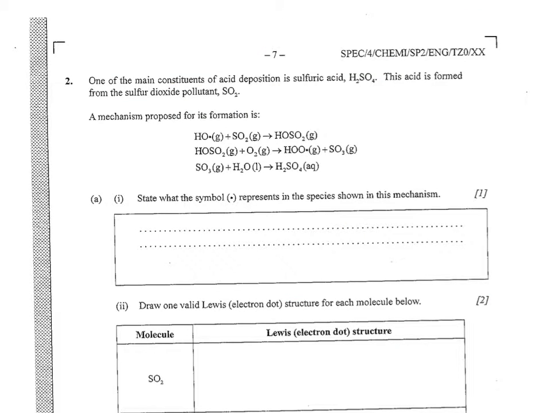Number 2, one of the main constituents of acid deposition is sulfuric acid, H2SO4. This acid is formed from the sulfur dioxide pollutant SO2. Then they show the mechanism here, and they want to know, what does the symbol, this little dot, represent in the species shown in this mechanism? And that is what we call a free radical. Or if you want to, you could describe it as an unpaired electron.